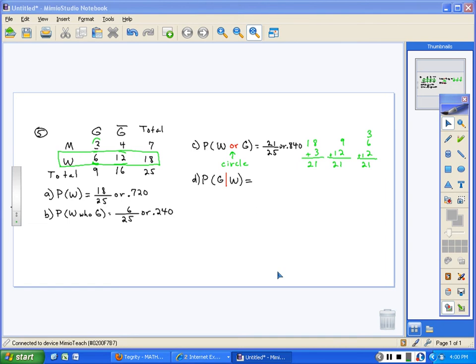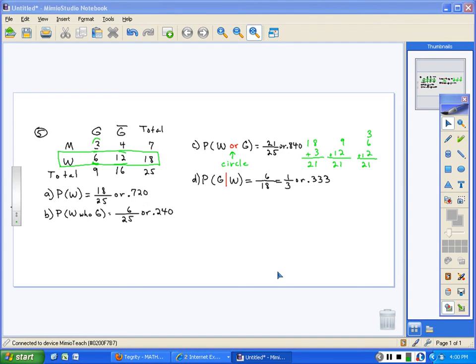I didn't erase the other stuff on the screen as well, but close enough. Okay. So the denominator is not going to be 25. The denominator is going to be 18. And out of those 18, how many graduated from college? Which would be 6. And we finally got a fraction that could be reduced. It can be reduced to 1/3 or 0.333.